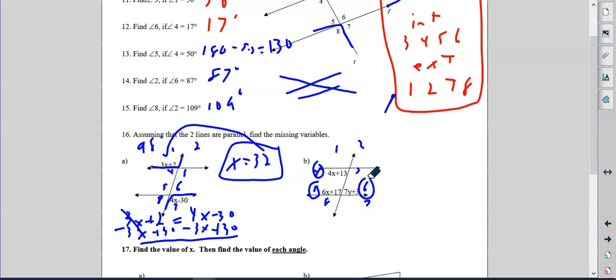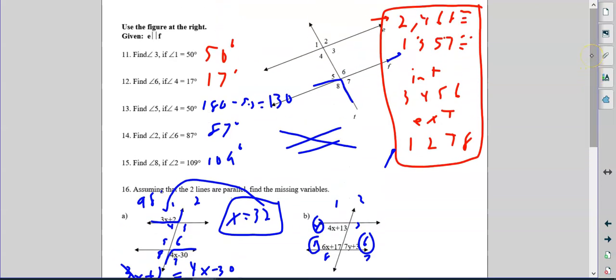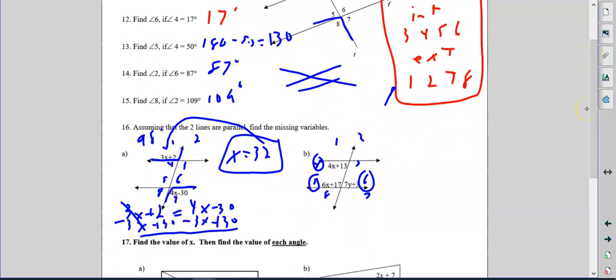Okay, the problem is angle 6 has a y in it. It's kind of tricky. So we need to work with the x's, which are 4 and 5. If we look at our chart up here, 4 and 5 are not congruent. They're not the same. That's one of those problems where I say 4x plus 13 plus 6x plus 17 equals 180.